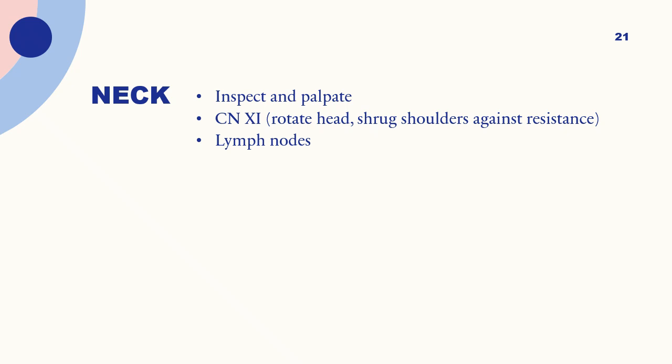Neck. For the neck, inspect and palpate the position of the trachea. Test cranial nerve 11, the spinal accessory. Rotate the head and shrug shoulders against resistance.